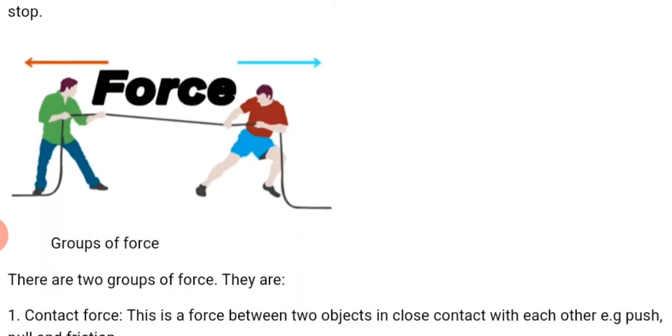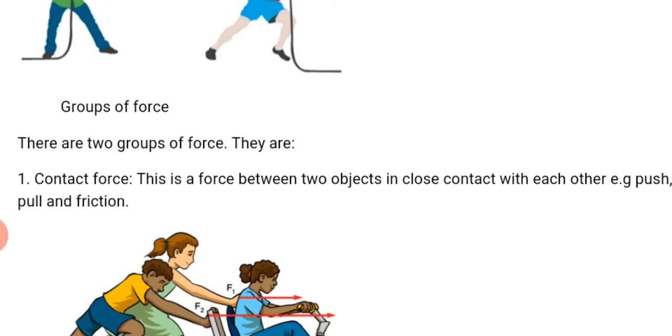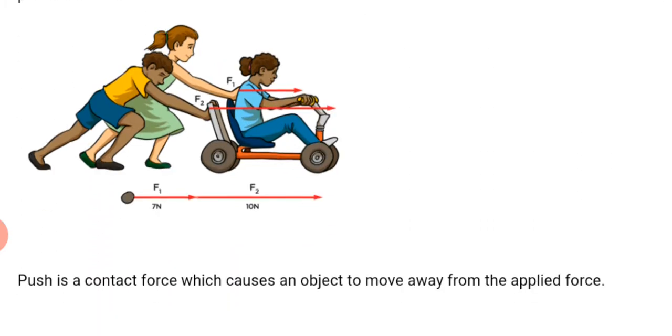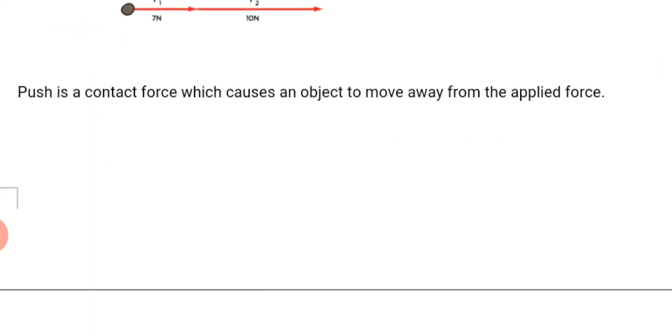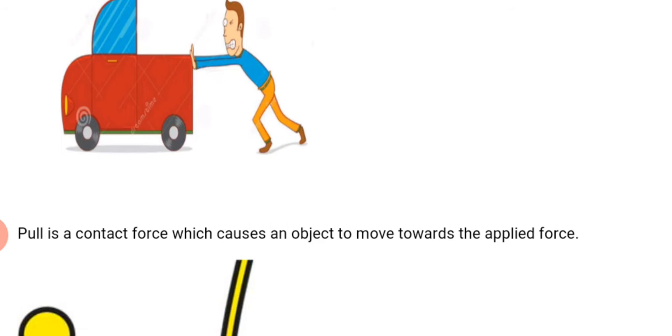And we discussed the groups of force, which are two: contact and the field force. We said contact force is a force between two objects in close contact with each other. And we gave example of contact force as push, pull, and friction. And we said push is a contact force which causes an object to move away from the applied force, while pull is a contact force which causes an object to move towards the applied force.